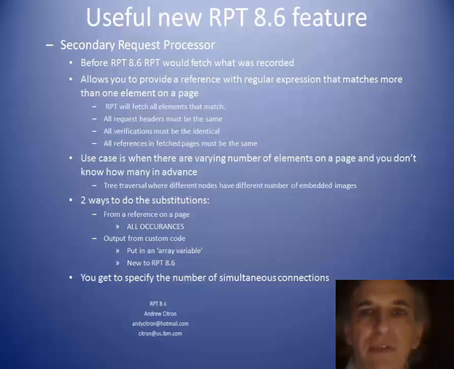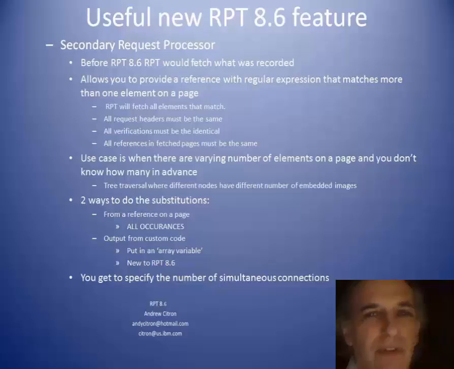I want to discuss a useful new feature that's in Rational Performance Tester version 8.6. They call it a secondary request processor. Before RPT 8.6, RPT would fetch whatever is recorded. But with this feature, you are allowed to provide a reference with a regular expression that matches more than one element on a page. And RPT will fetch all the elements that match.